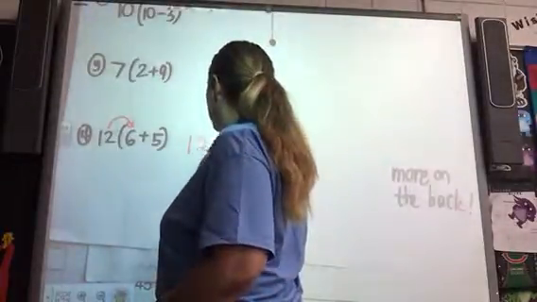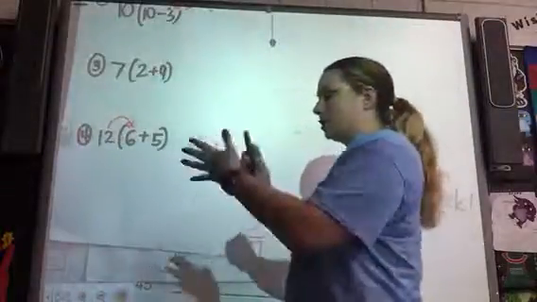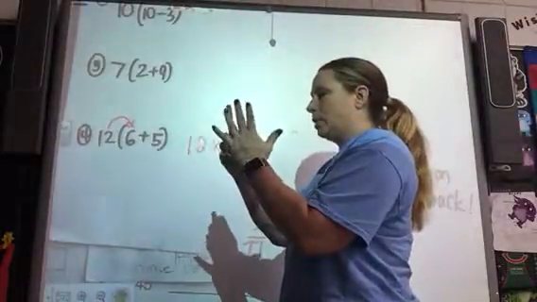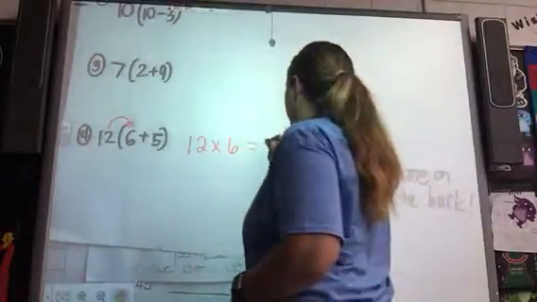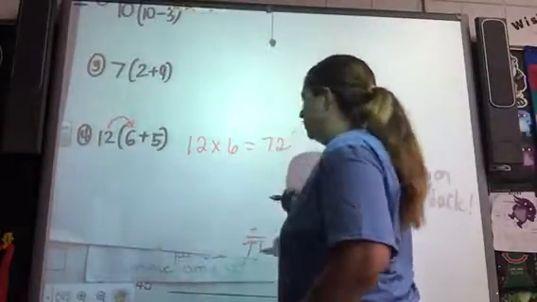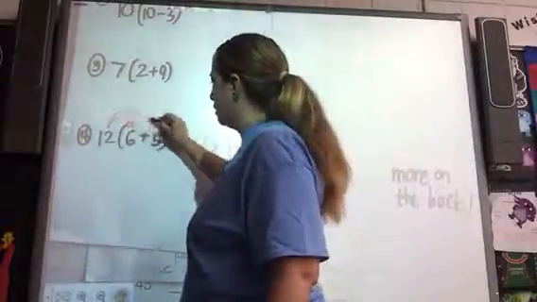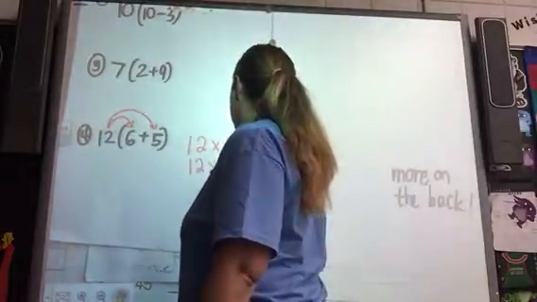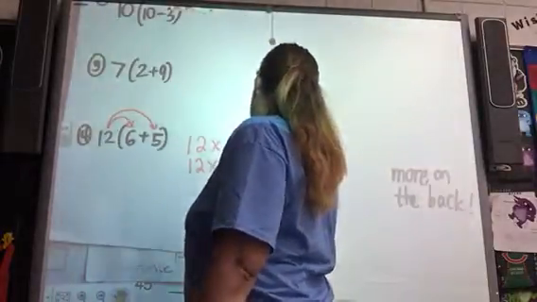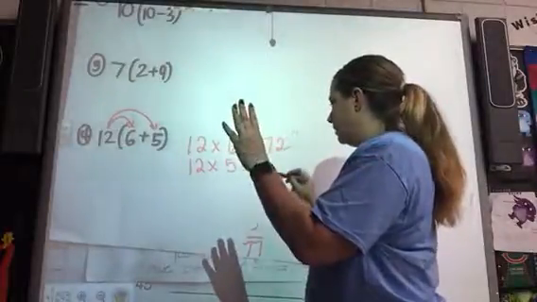All right, if you work this problem out, you would have drawn an arrow from here, and it would have been 12 times 6, and 12 times 6, 12, 24, 36, 48, 60, 72. And now we're going to draw another fancy arrow over to that one. 12 times 5. 12, 24, 36, 48, 60.